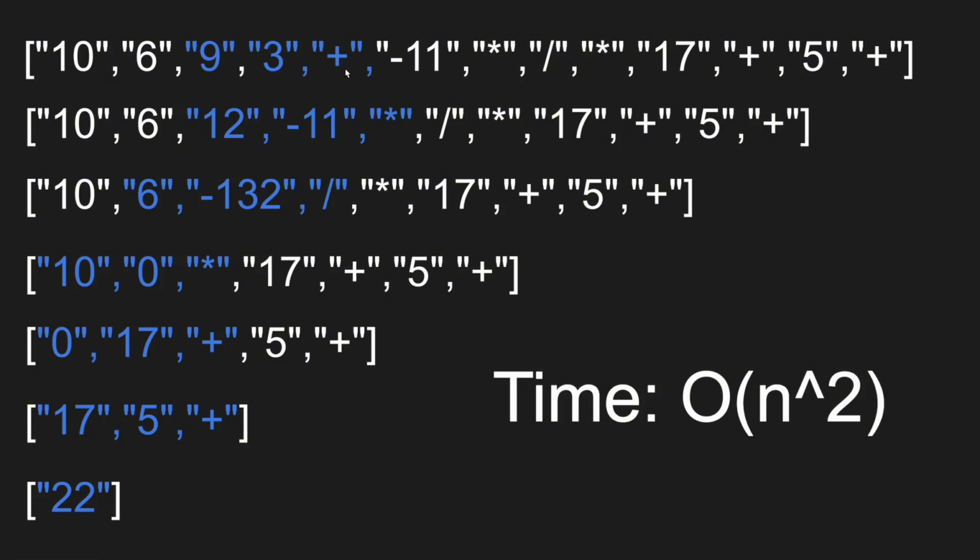9 plus 3 is equal to 12, so we apply that, and 12 is here. 12 times negative 11 is negative 132, so that's why negative 132 is here. Then 6 divided by negative 132 is 0, so now we have 0 in the array. 10 times 0 is equal to 0, so we have 0 here. 0 plus 17 is equal to 17, so we have 17 here. And 17 plus 5 is equal to 22.